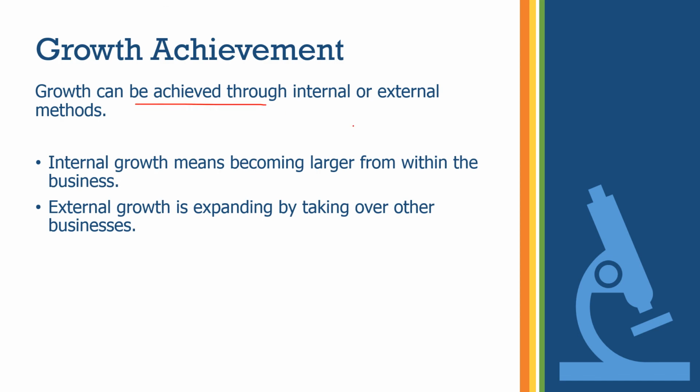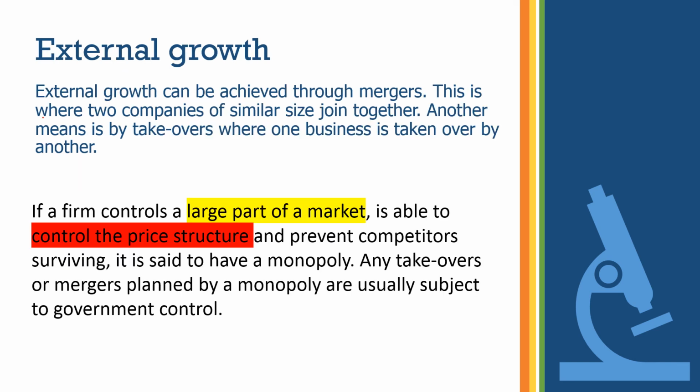Okay, growth achievement. Growth can be achieved through internal or external methods. Internal method means becoming larger from within the business. External is expanding by taking over other businesses. External growth can be achieved through mergers, where two companies of similar size join together. Another way is takeovers, where one business is taken over by another.